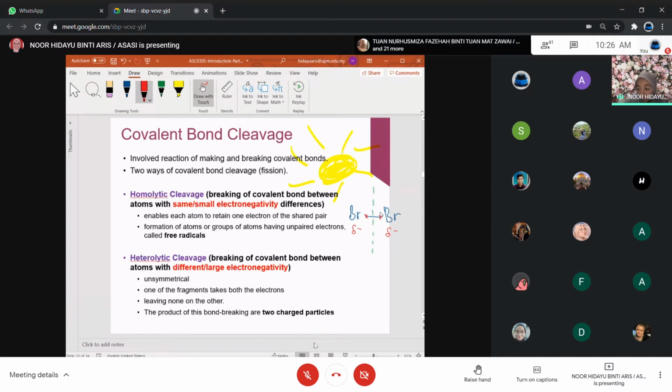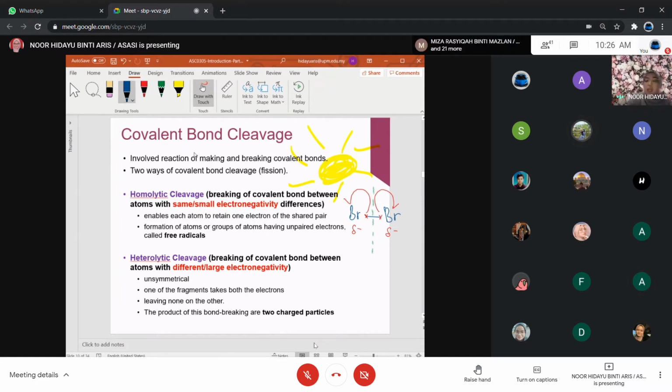Okay, one of the electron will be given to this bromine. So the arrow will show the movement of the electron. So since dia bagi satu, so kepala arrow dia akan jadi half headed. Satu je kepala. Okay. How about this one? So yang ini akan dibahagi pula dekat this bromine. So kepala arrow dia akan jadi satu. Okay. Clear so far?